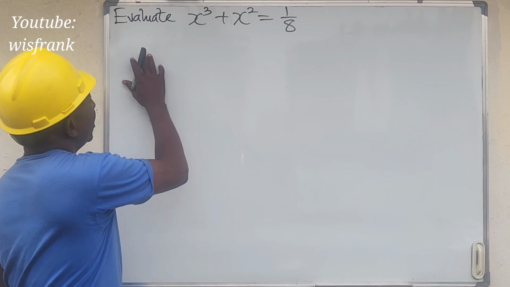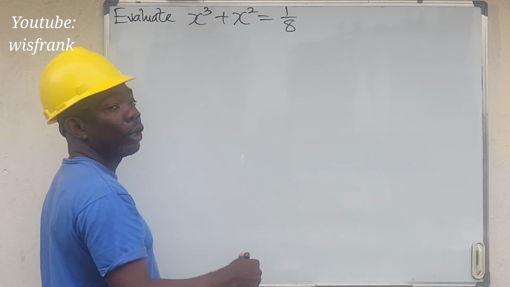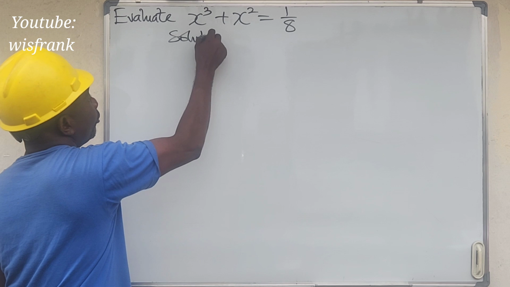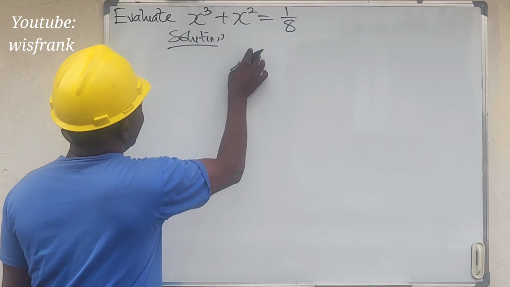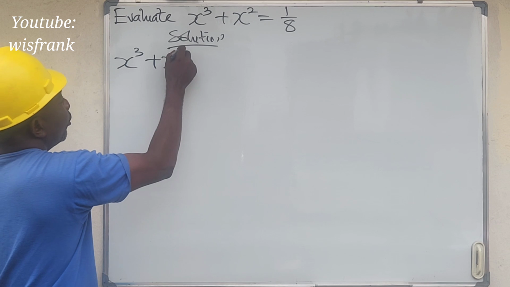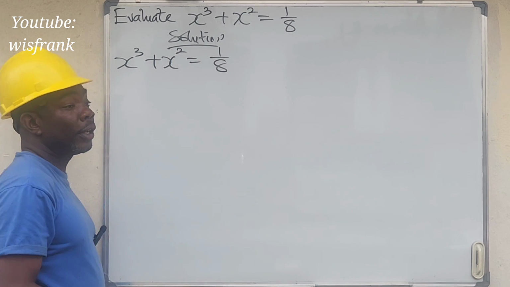Today we are looking at this question. It says evaluate x to the power of 3 plus x to the power of 2 equals 1 all over 8. So we are going to solve for the value of x from this equation. From here, we are given x to the power of 3 plus x to the power of 2 equals 1 all over 8. We have a situation like this.